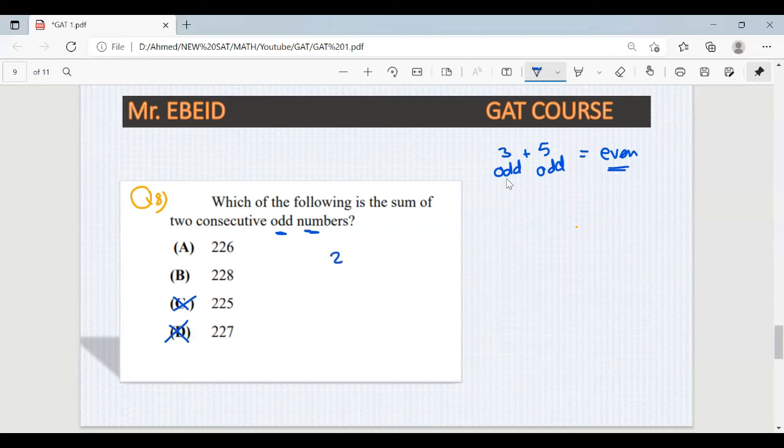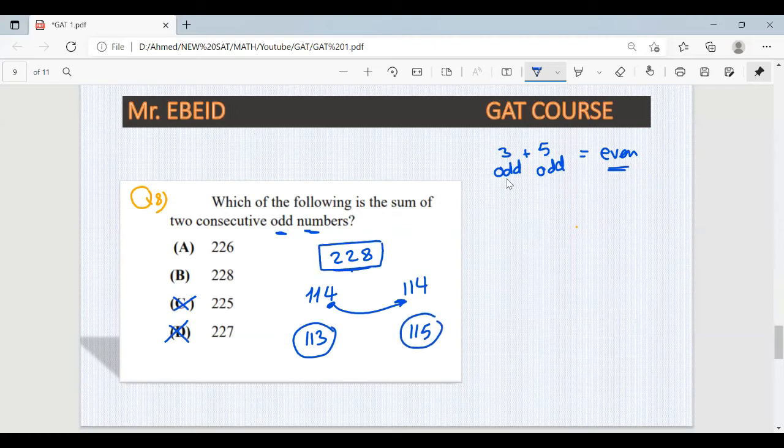If we have 228, and you divide 228 by 2, it will be 114 and 114. Subtract 1 from one and add it to the other, so it will be 113 and 115. So we have two odd numbers, their sum equals 228, and the two numbers are consecutive. So the answer is B.